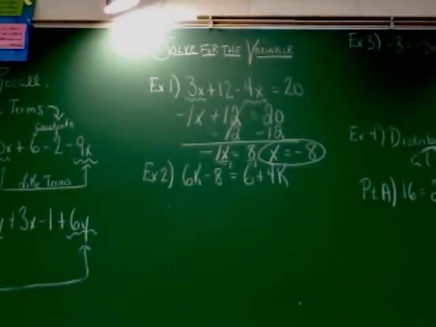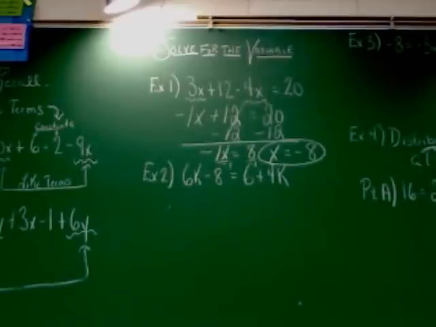Okay, let's work with example 2. 6k minus 8 equals 6 plus 4k. Okay, so start by working the variables off to the left side.